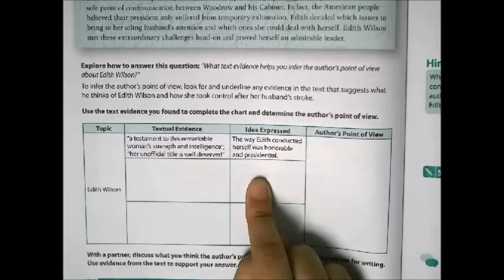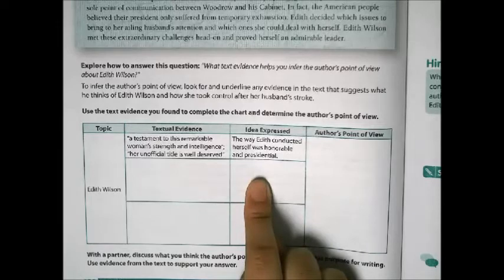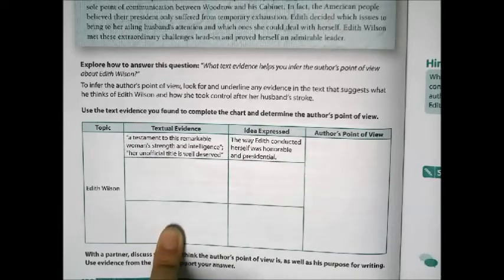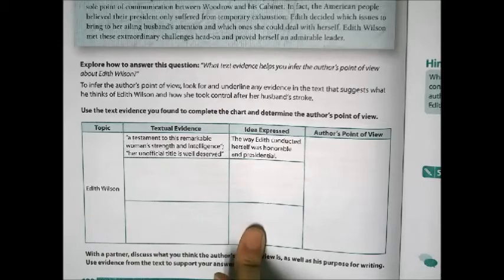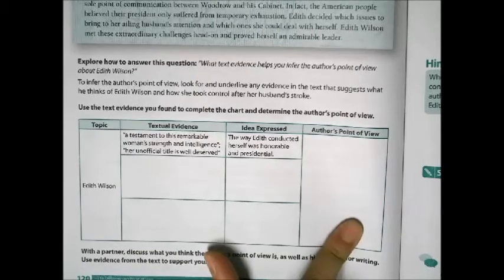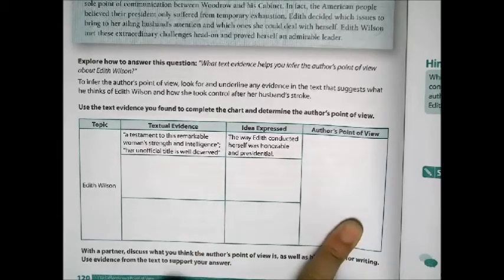Not only was she helping her husband during this time that he had had this stroke and his body was not functioning the way it should, but she was helping the country by making these brave daily activities and making these decisions for him. So let's go to our last one. The one that we had said was that she met these extraordinary challenges head on and proved herself an admirable leader. Well, obviously the idea expressed here is that she was a good leader, regardless of whether it was a difficult time. So let's try to put this all together to make a point of view. Well, obviously the author's point of view is that she was a remarkable woman and a remarkable leader.